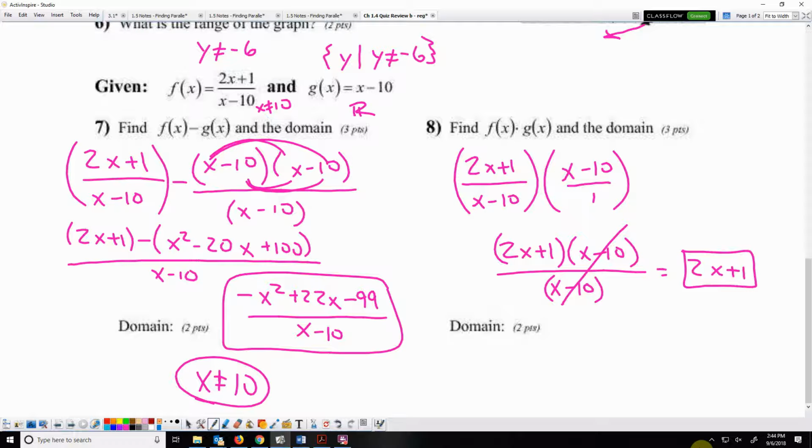Now our domain has to satisfy f of x, g of x, and the composition. X can't be 10, x can be all reals, and x can be all reals. The only restriction was x can't be 10.